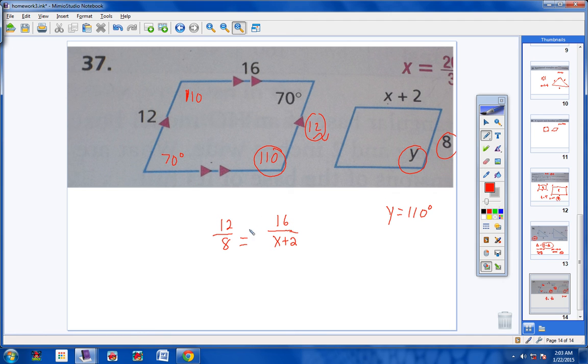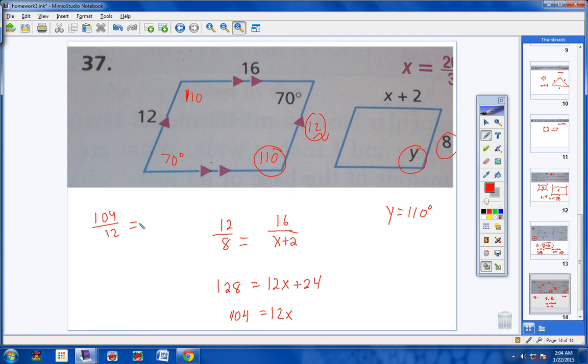So here we go. 12/8 equals 16/x plus 2. 8 times 16 would be 128, I believe. Let's see. 12 times x plus 2 would be 12x plus 24. Bring the 24 over and make it negative, and we're left with 104. Now, that doesn't look right. Let's see if we get, yeah, we are going to get a fraction. That's 104 equals 12x. Divide both sides by 12, and we get 104/12.